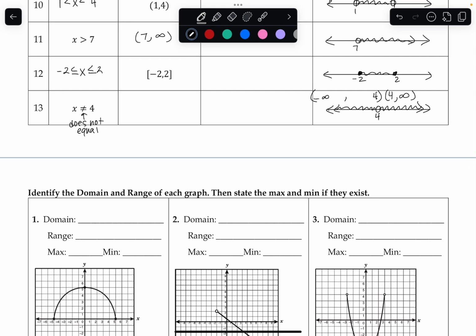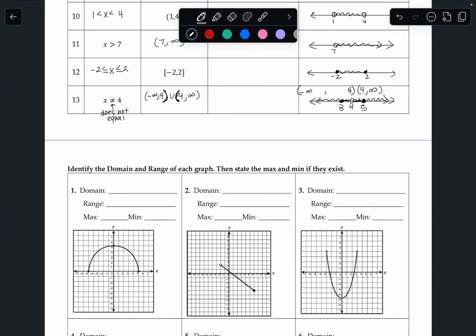And so how we would write that in interval notation is negative infinity to 4, parenthesis, union 4 to infinity. It's important that you don't stop at 3 and 5, because some people think if you're excluding 4, you need to stop at 3 and 5, but you can still have the fractions in between 3 and 4 and the fractions in between 4 and 5. And so that's why the parenthesis is telling us don't include the 4, but include everything on each side of the 4.